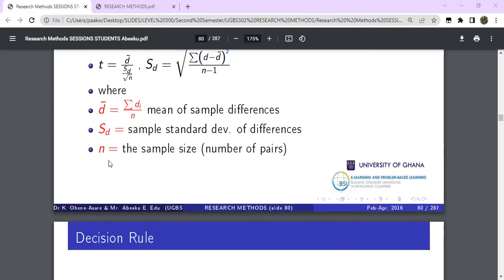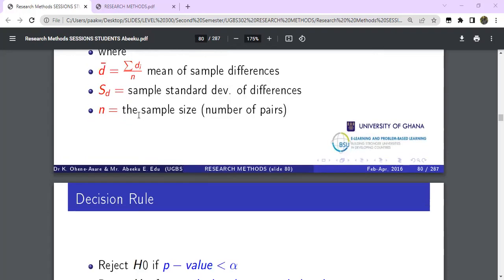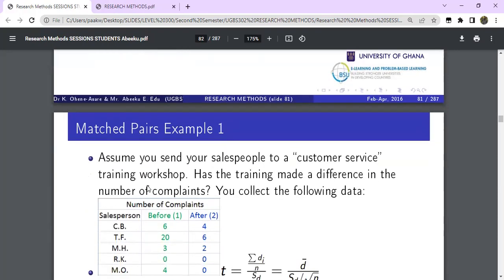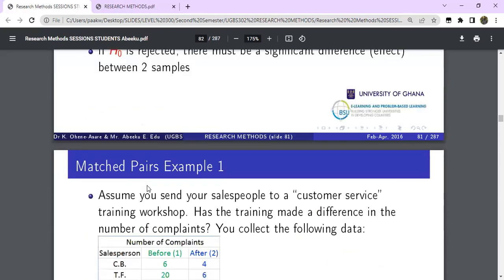As I said, this is how we find the d bar, and the sample standard deviation of differences, and as you already know, the sample size. So this is the rule. Reject H0 if p-value is less than alpha. That's the p-value approach. And the second one is saying reject H0 if t calculated is greater than t tabulated. T calculated is the t computed, t tabulated is the t critical. So the first is talking about the p-value approach, the second one is talking about the critical value approach. Let's forget about the third one.